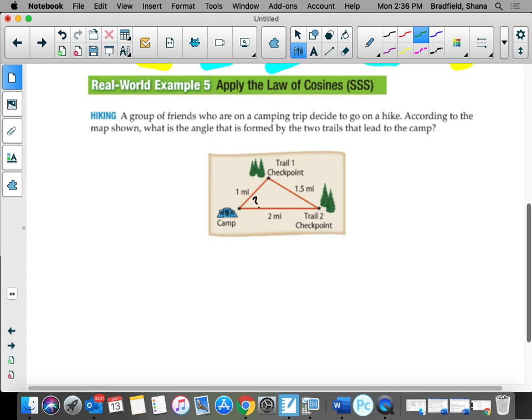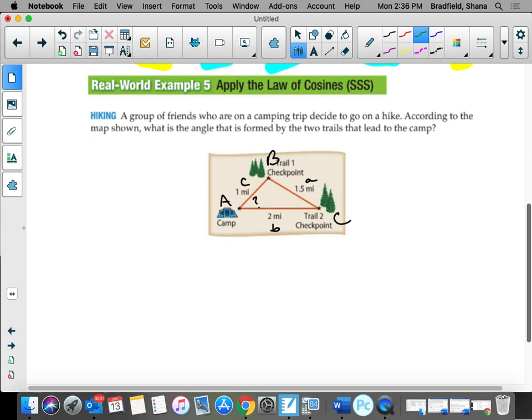And we can give them some letters. I might call this angle A, B, and C, which would give me side A, side B, and side C. So I would definitely label those to have something to refer to. We know that we want to solve for angle A. So that's probably the equation that I want to use.